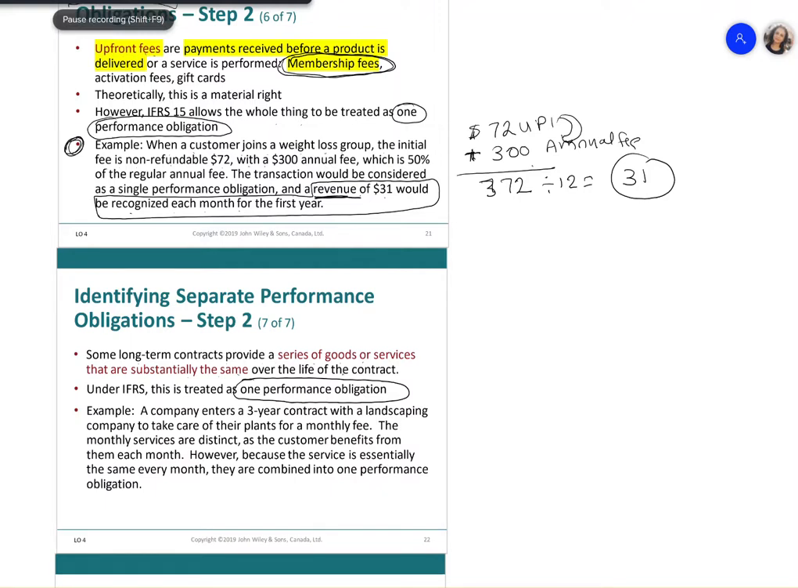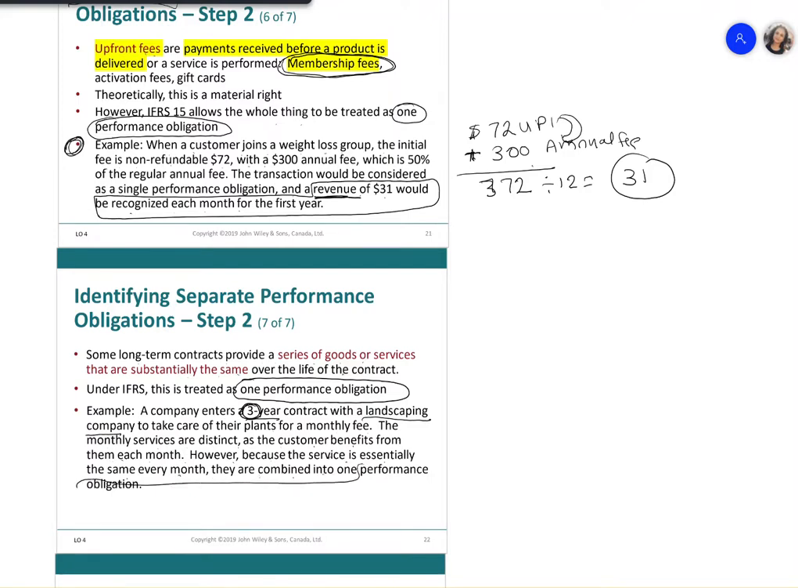The example of that is a company that enters a 3-year contract with a landscaping company to take care of the plants for monthly fees. For the monthly fees, the monthly services are distinct, as the customer benefits from them each month. However, because the service is essentially the same every month, they are combined into one performance obligation.